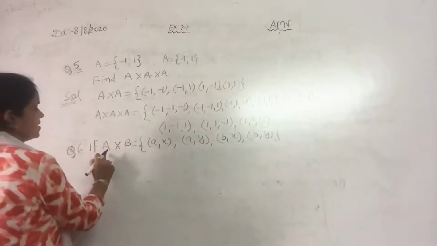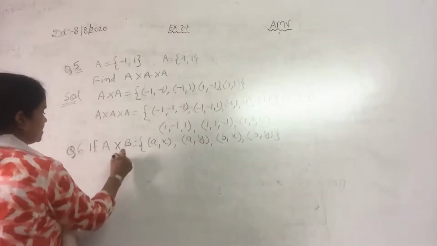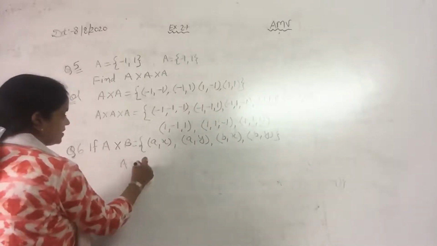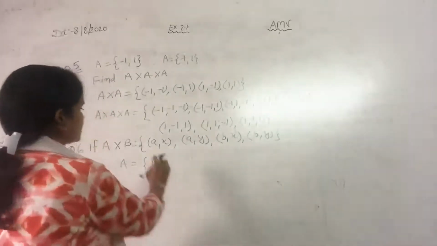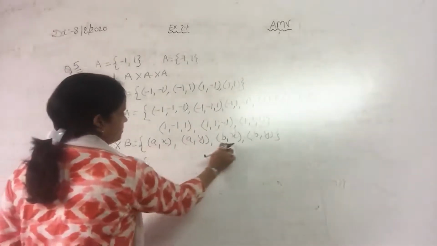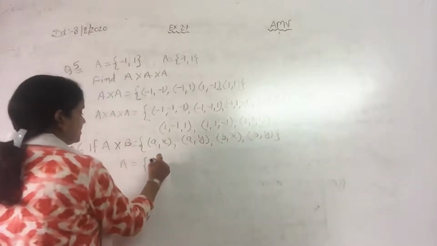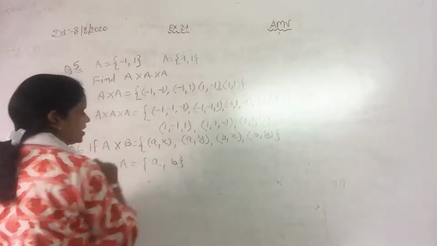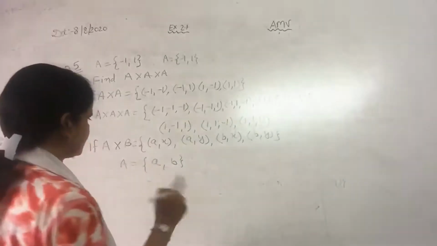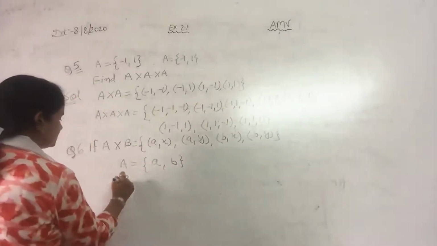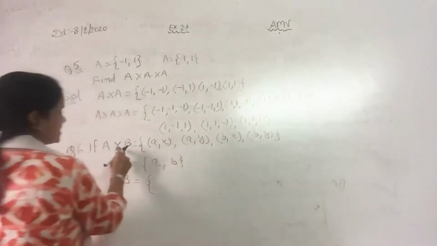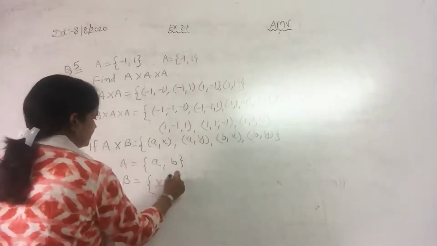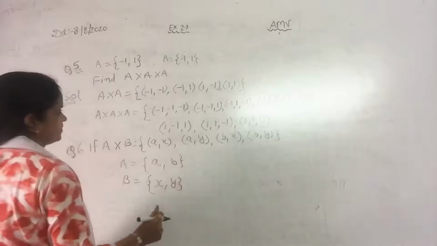Okay, since it is Cartesian product of A and B, the first elements of this set are from set A only. So set A is {A, B}. Don't repeat the elements, write only once. And set B would be the second elements, {X, Y}.